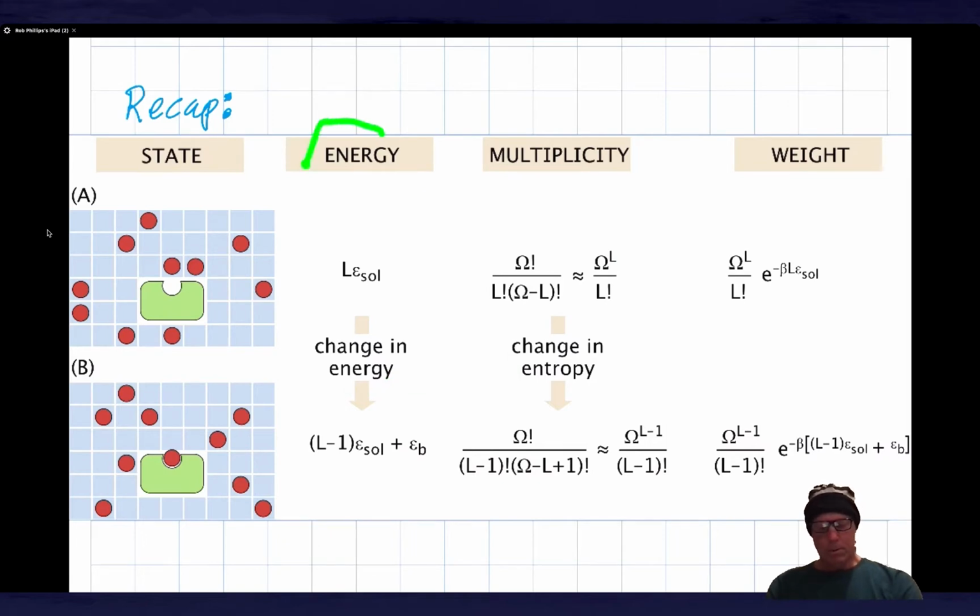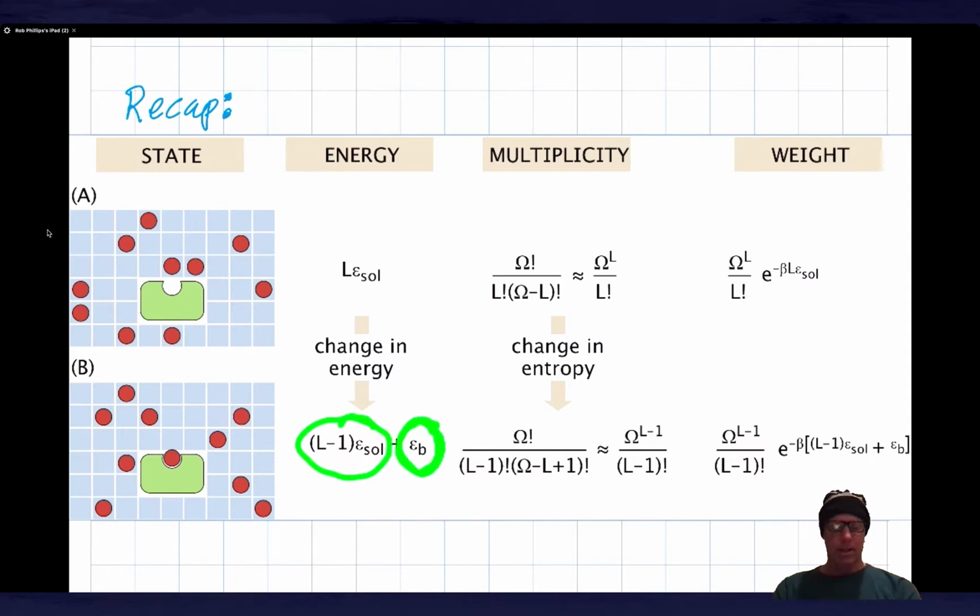So step two is we compute the energy. And note that when we start out with L ligands in solution and none of them are bound to the receptor, then the total energy is L times the solution energy. And that solution energy is a parameter. You could think of it like putting a molecule of oil in water. There's some free energy cost associated with doing that. Then when one of the ligands binds to the receptor, as shown here, we now only have L minus 1 ligands left in solution, and one of those ligands is bound to the receptor. So that gives us an energy epsilon B.